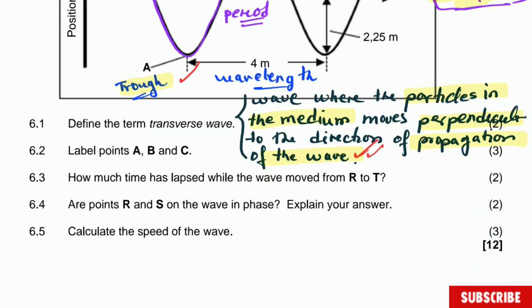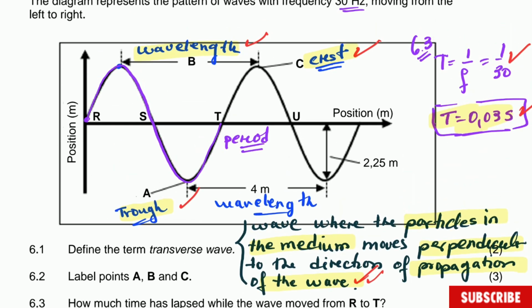Now let's go to question 6.4. Are points R and S on the waves in phase? Explain your answer. Now, what are points in phase? They are points that have the same motion at the same time. So they will have exactly a distance of 1 wavelength between them, the minimum, okay? So points R and S. Where are R and S?